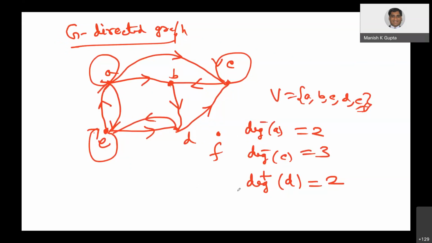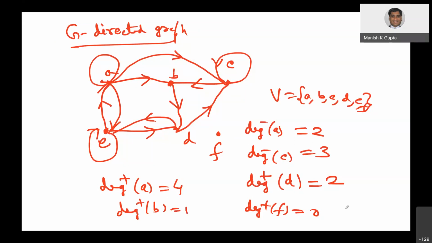So we can say that the outward degree of f is 0, right? You can also say that this is 4, the out degree of b is 1, right? And the in degree of f is 0. All these calculations you can do.